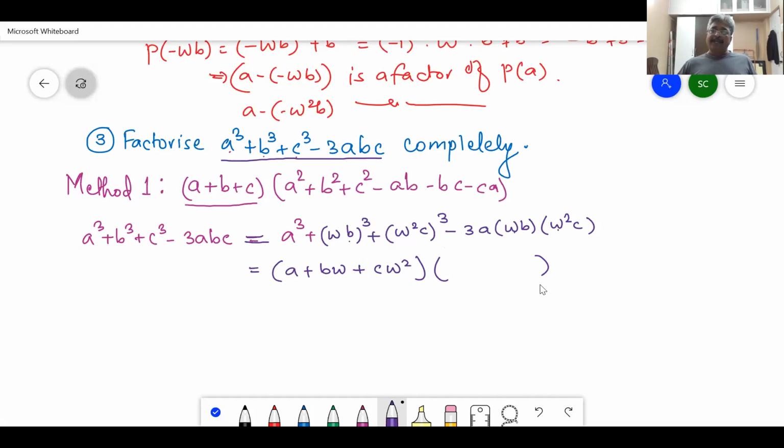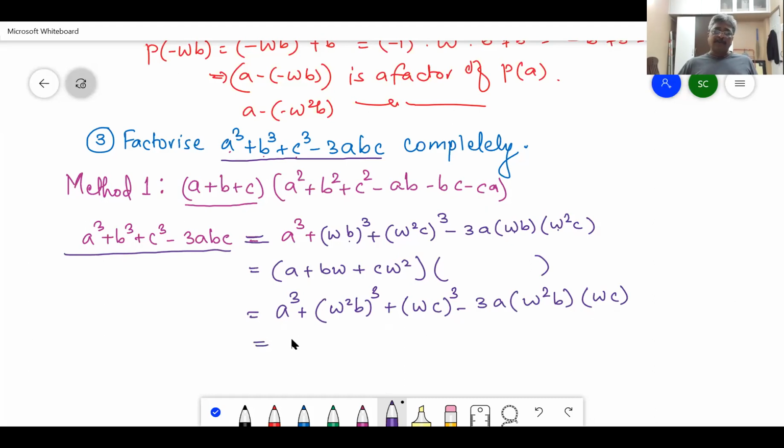Hey, this is yet another factor. We got one more linear factor with omega. This is one linear factor without a complex number. This is a real factor. And now if you express the same quantity as a cube plus omega square b raised to 3 plus omega c raised to 3 minus 3a omega square b omega c, then it is one and the same.